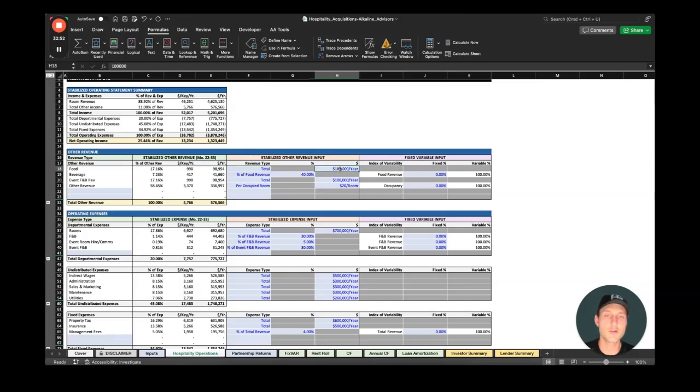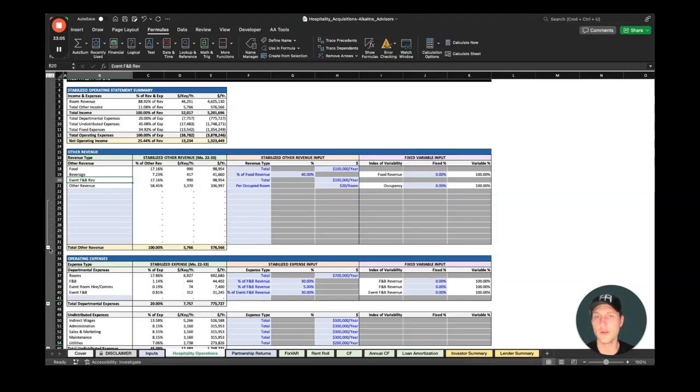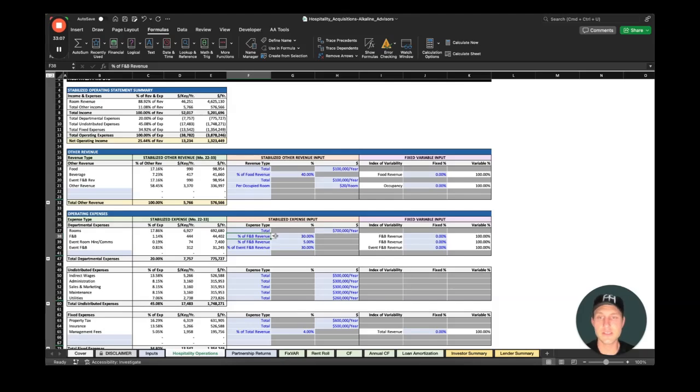So we can just say $100,000. And you'll notice all of these are the same with the addition of, then you can have a percent of food revenue when it comes to beverage, event F&B, or any other input down here that you can load in. Same thing with expenses. You can toggle between, and we have more functionality for expenses. We have per occupied room, we have total, and then you can do a percent of room revenue, percent of food revenue, percent of F&B, percent of event F&B, percent of other revenue, or a percentage of total revenue.